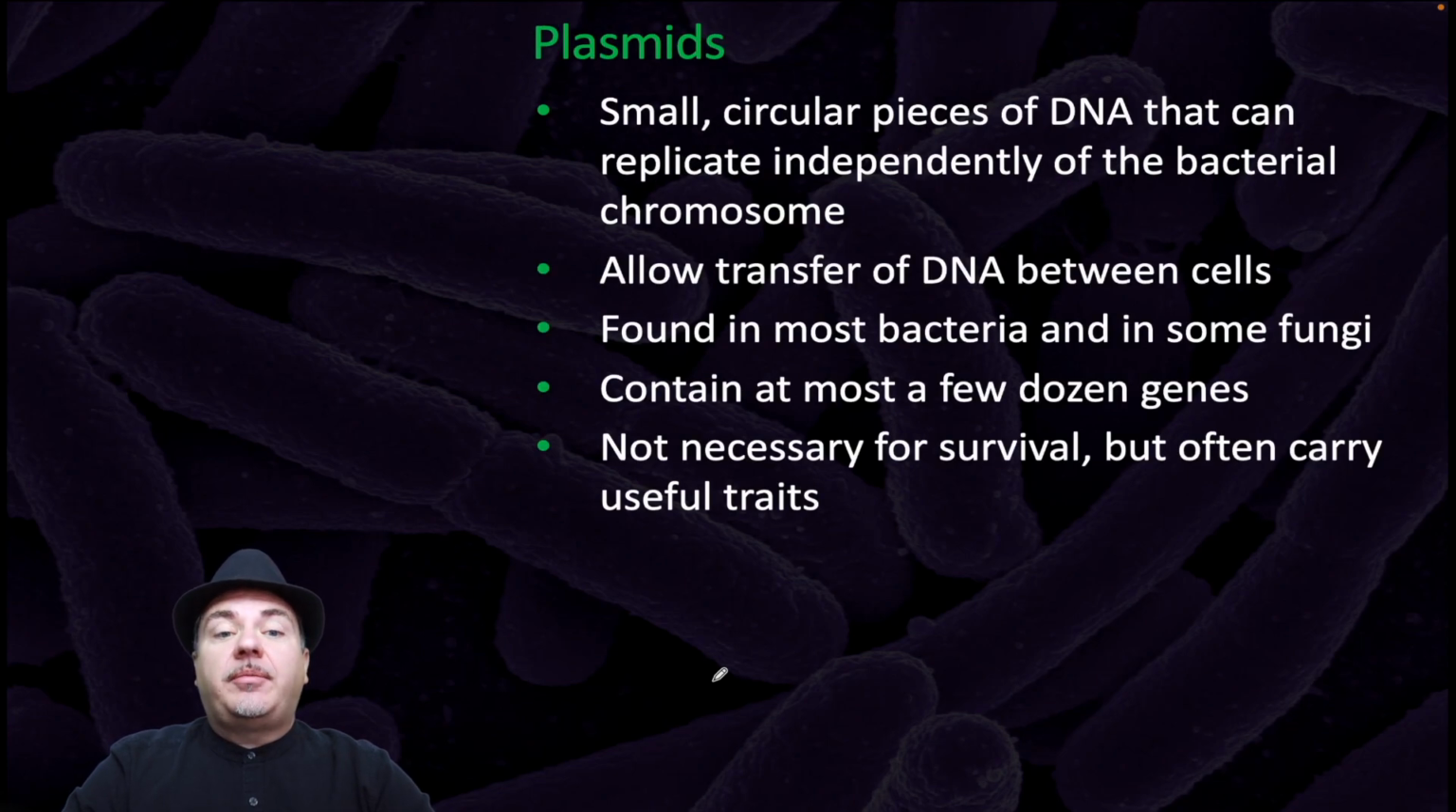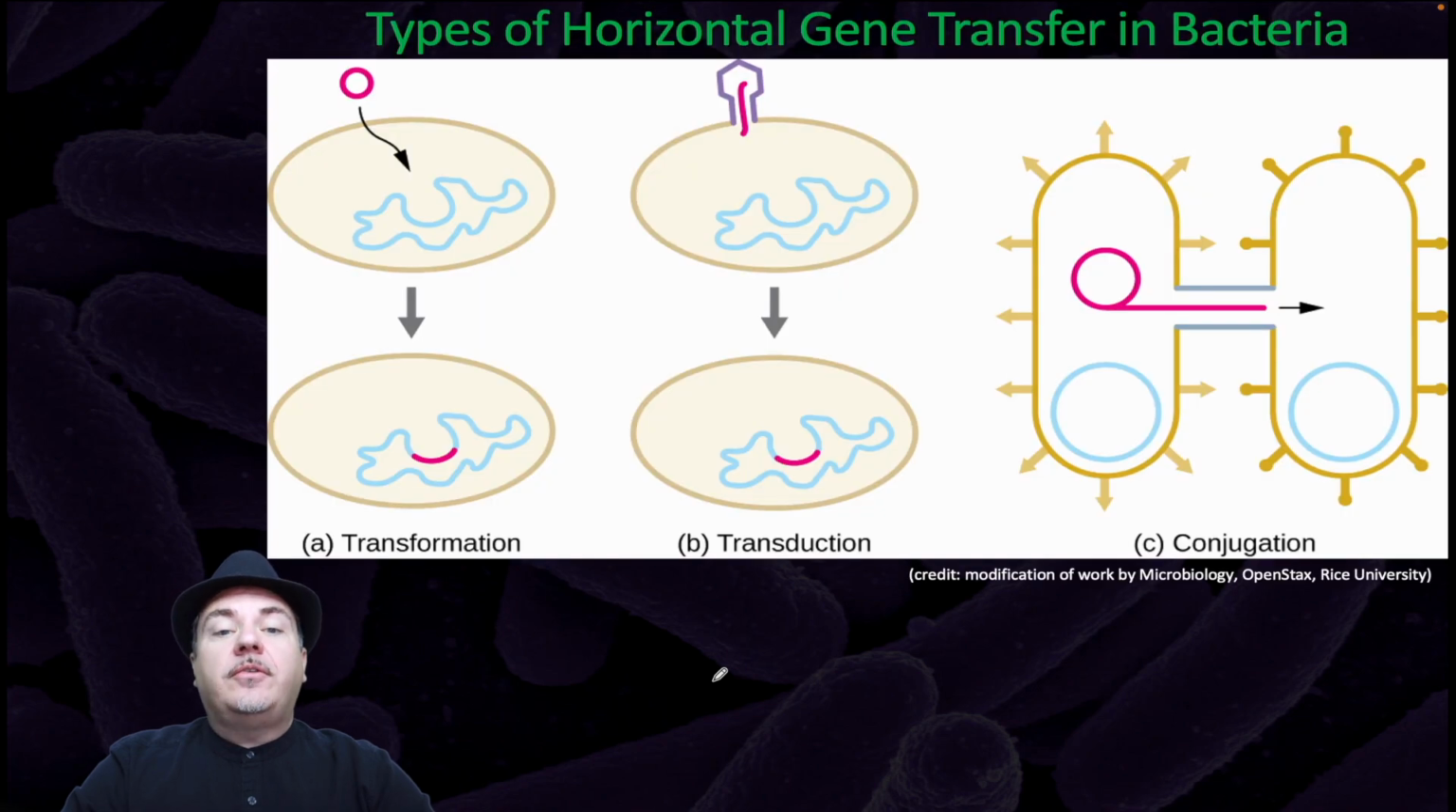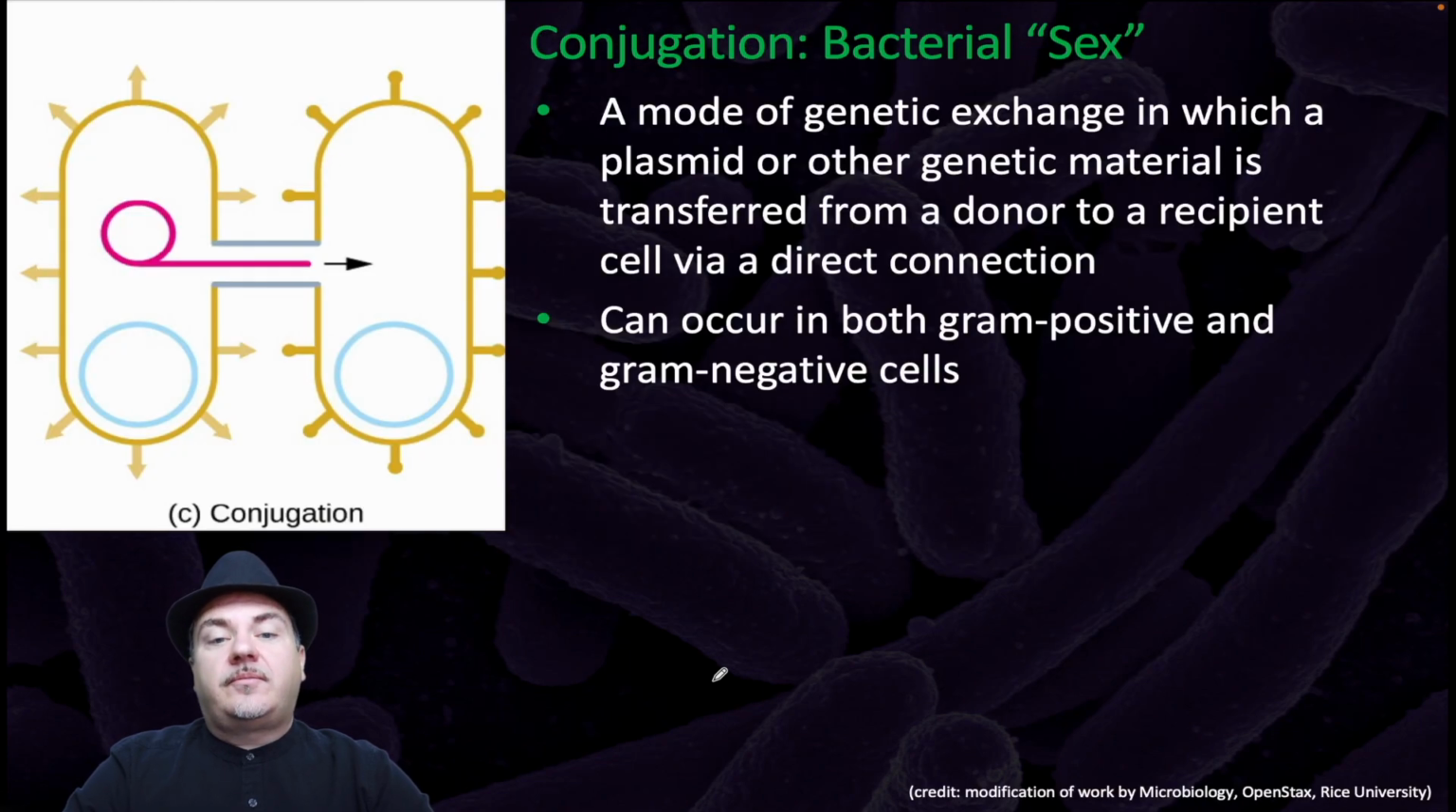So some more details about plasmids. They're small circular pieces of DNA that can replicate independently of the bacterial chromosome. They allow for transfer of DNA between cells. They're found in most bacteria and in some fungi. They contain at most a few dozen genes, and they're not necessary for survival, but they often carry useful traits. 3 examples of horizontal gene transfer are transformation, transduction, and conjugation. We'll learn about each of them independently.